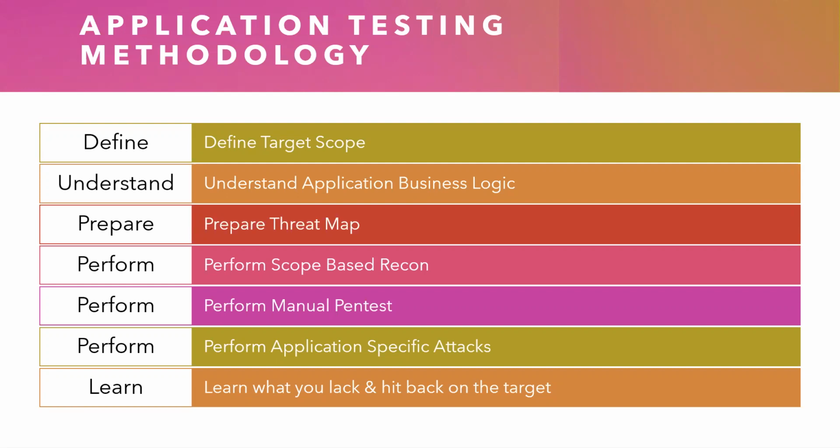Try to create a threat map in the third step. Based on the various functionalities, try to create a threat map. Okay, there is a functionality of refund. Can I abuse it? If yes, then what are the possible theoretical ways to abuse that? We will look at the threat map in the next section. Further, perform scope-based recon, which we will again look at in the next section in brief.